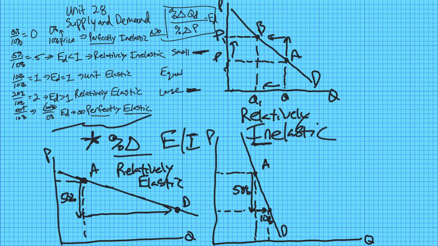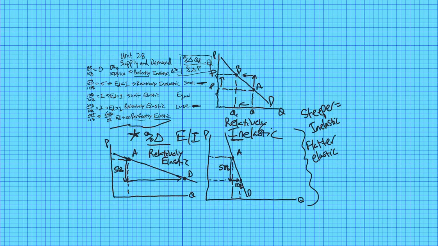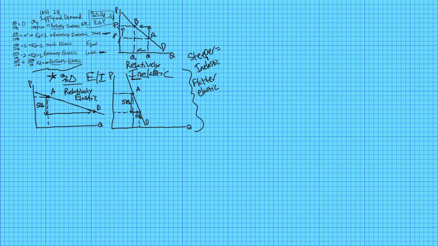So one of the takeaways here is the steeper the curve, the more inelastic it is. The flatter the curve, the more elastic it is. So what would you say if I had a curve that was perfectly steep or perfectly flat? So what about this one where I have a demand curve that looks like that? What if that's my demand curve? What does that mean?